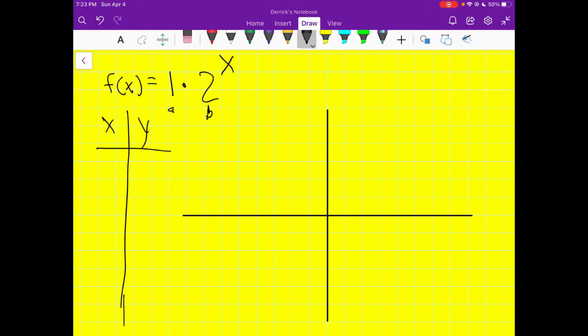So anytime that we're graphing a function for the first time, we should be using an xy table. Right? Xy tables can be used to graph any function that you could possibly be asked to do.